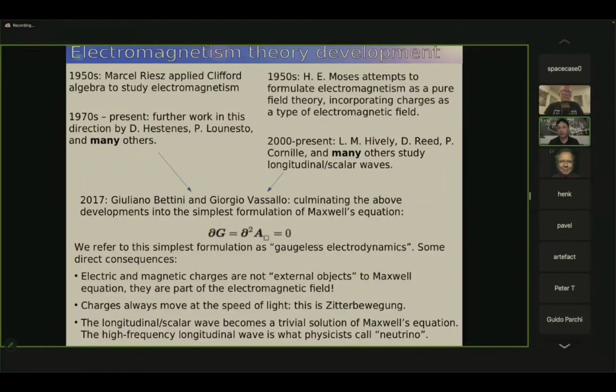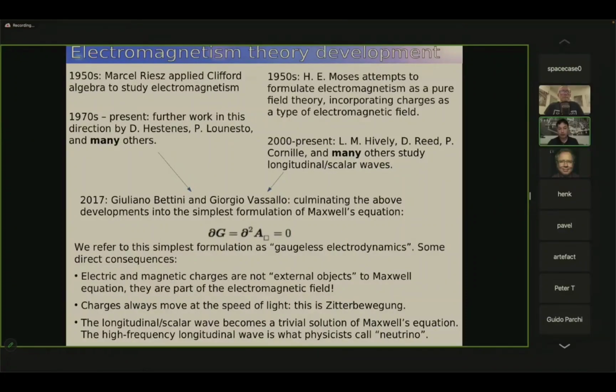So this is, I think, philosophically very important, because for the first time, we can answer what electric and magnetic charges are made of, and they are made of the electromagnetic field itself. So in that sense, this formulation completes the Moses program. And these charges are related to the scalar field. That's described in our work.